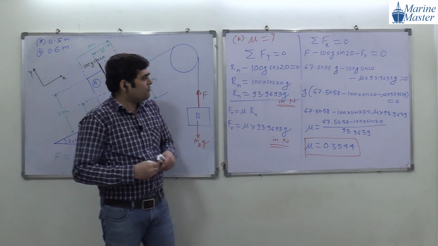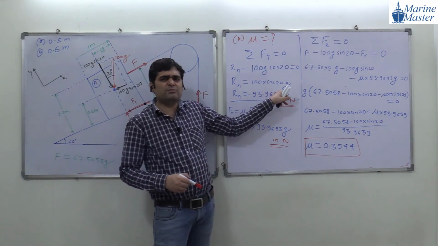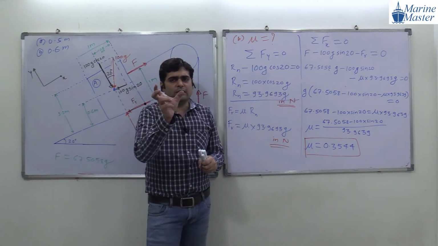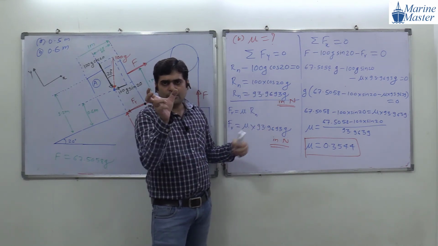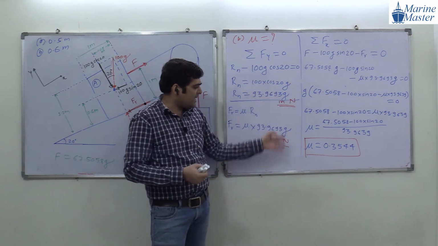Okay, so you got it. Why have I not written unit here? Because here we got it in terms of G. We have not got any exact value. We got it in terms of G, so that's why here I have not written any unit.